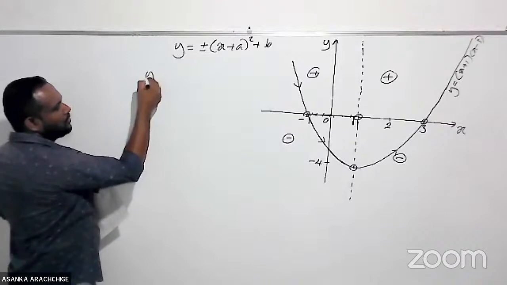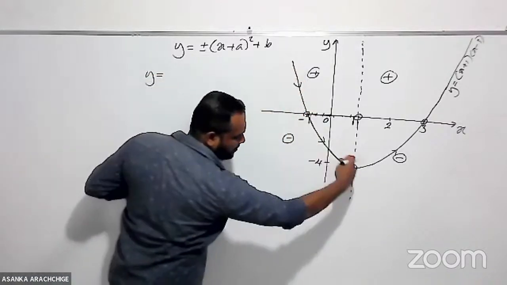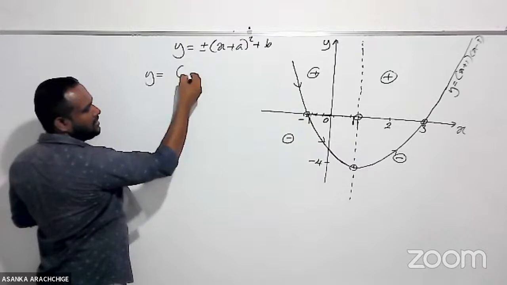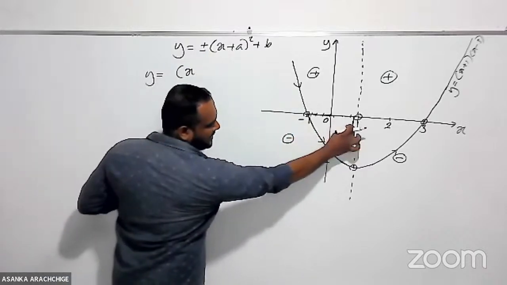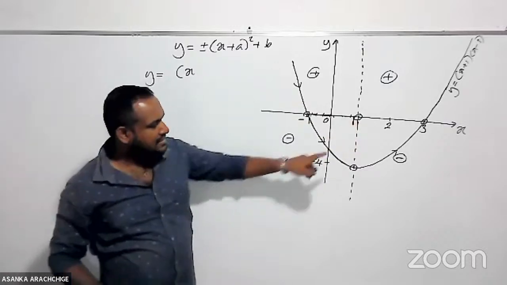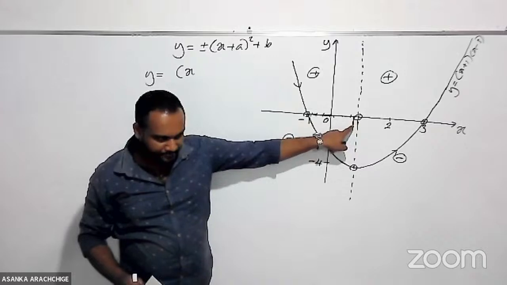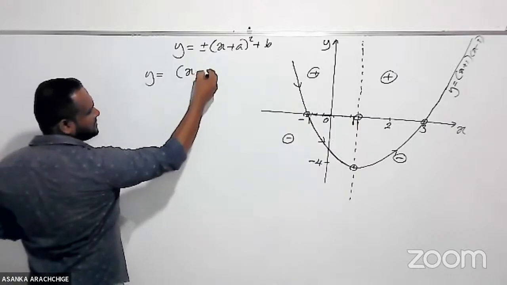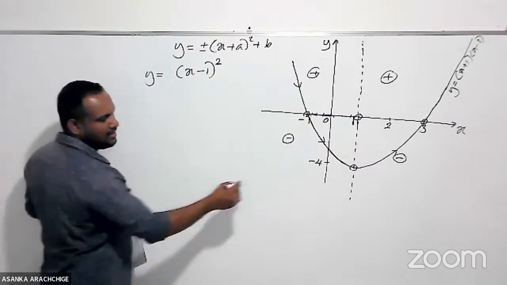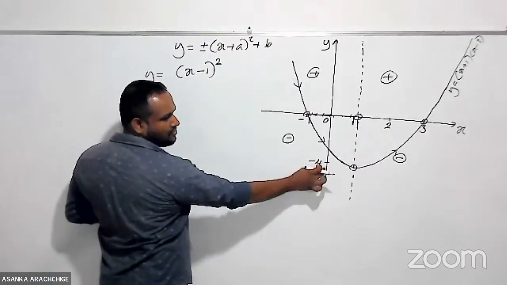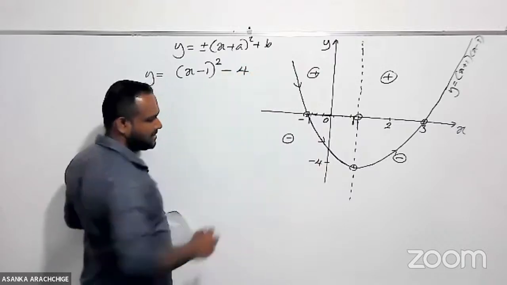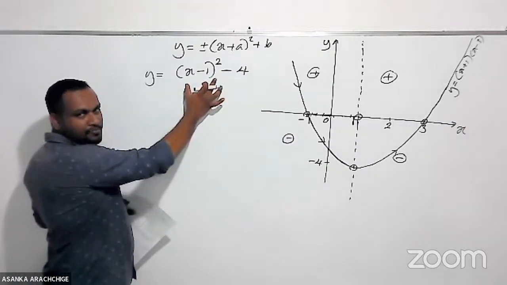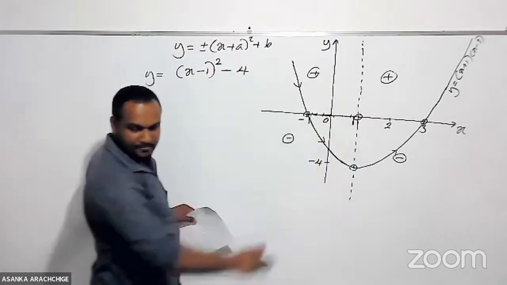Therefore, this is a parabola with a minimum point, so the square part must be positive. Then change the sign of the value of x in the axis of symmetry. It is plus 1, so change the sign and it becomes minus 1: (x minus 1) squared. Then b is the minimum value of the graph, that is minus 4. Now you know this is another form of the same graph, right?